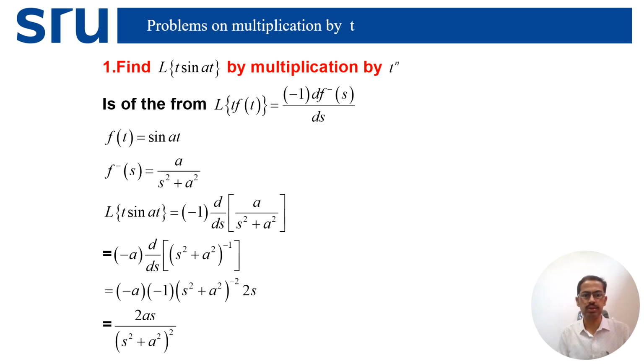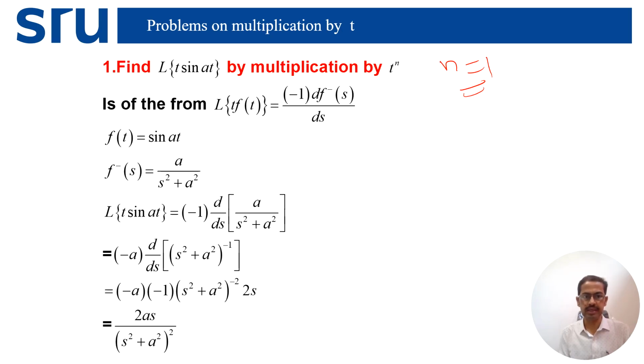And then let's go to the problem. Find the Laplace transform of t sin at. Here n is equal to 1. How many times do we differentiate? 1 time differentiate. So minus 1, right, d f bar of s by ds. Here f of t, what is f of t? Sin at. And f bar of s is a by s square plus a square.